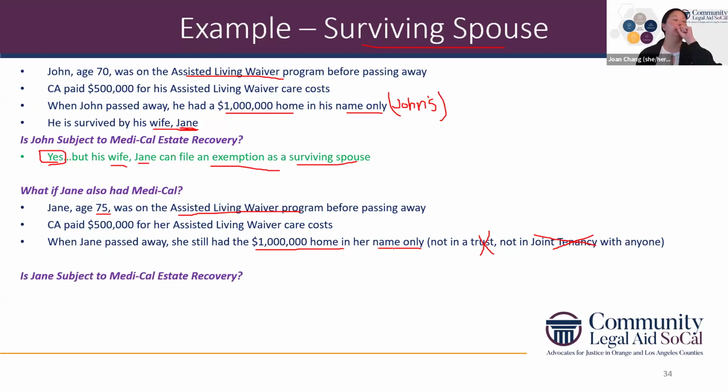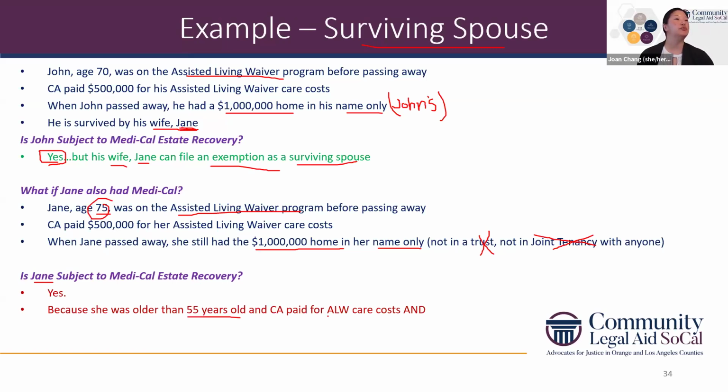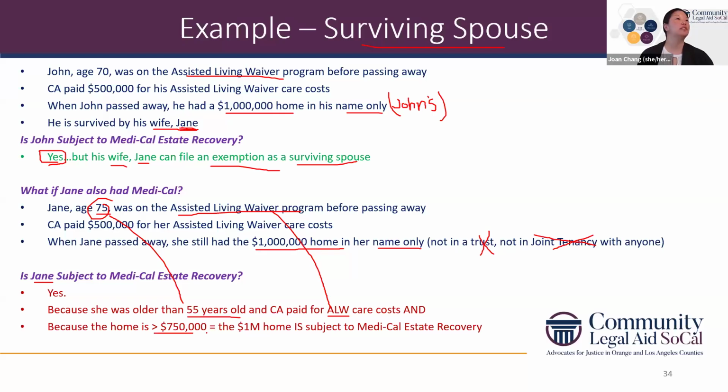So now the question is, is Jane subject to Medi-Cal Estate Recovery? Wow, we got a lot of yeses coming fast. All right, y'all. Yes, yes, yes. The bad news bears here. Yes, because she was older than 55, again, she was 75 at the time, and she did receive that assisted living waiver cost, right? And because her home is valued at more than 750K, the $1 million home is subject to Medi-Cal Estate Recovery. Okay?